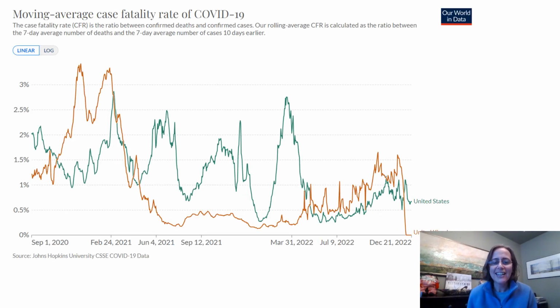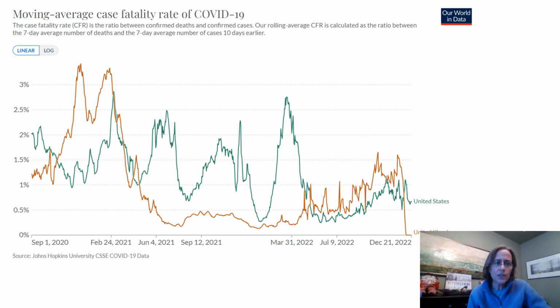You can look at case fatality rates over time. This is Our World in Data, a really interesting website where you can play around with a lot of different types of statistics. Here we're looking at case fatality rates over time between the United States in green and the United Kingdom in orange. I picked the United Kingdom because they're very similar to us culturally and economically, but not entirely in terms of healthcare systems. There are a few differences, but also a lot of similarities. So what you can see is that this mortality rate is changing over time.